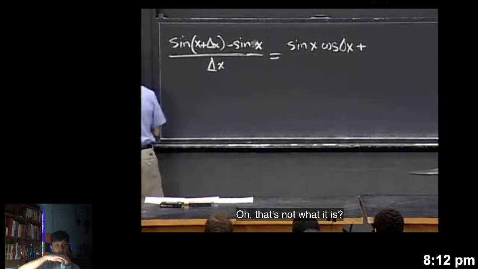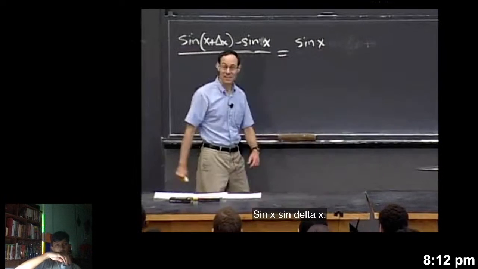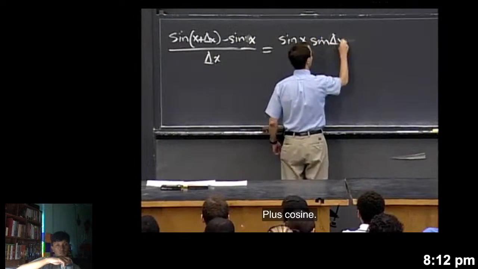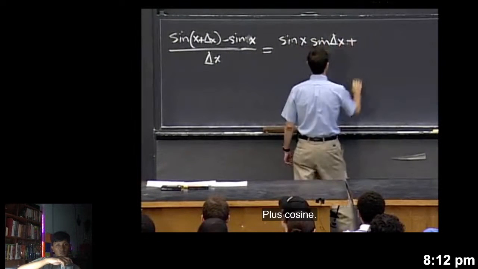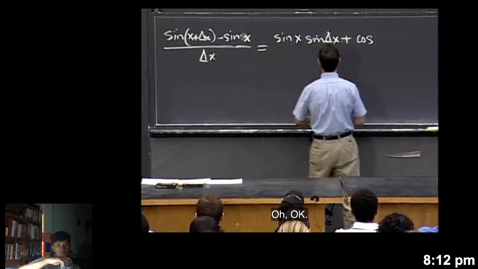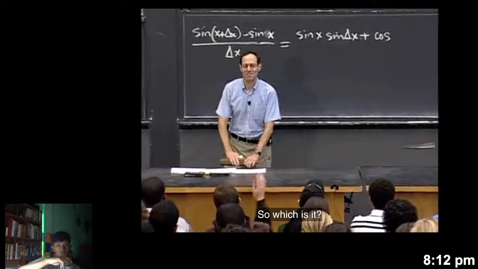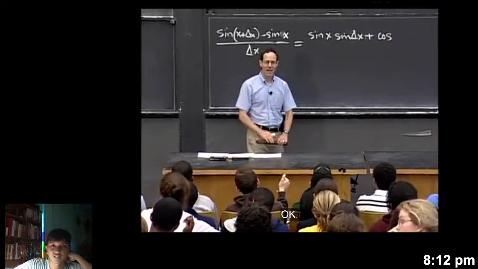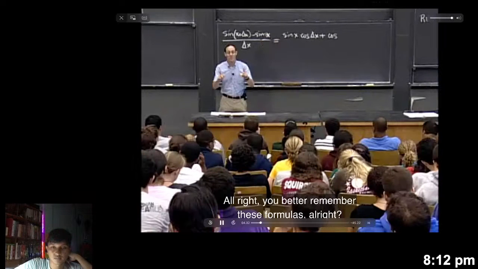Oh, that's not what it is. Okay, so what is it? Sine x, sine delta x, okay, good, you remember. Plus cosine, no? Oh, okay, so which is it? Okay, all right, let's take a vote. Is it sine sine or is it sine cosine? Okay, so is this going to be cosine? All right, you better remember these formulas, all right? Okay, it turns out that it's sine.